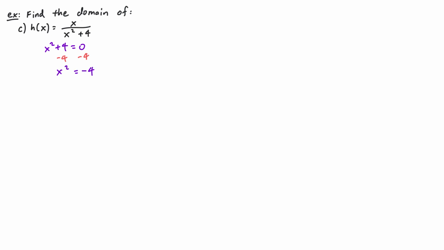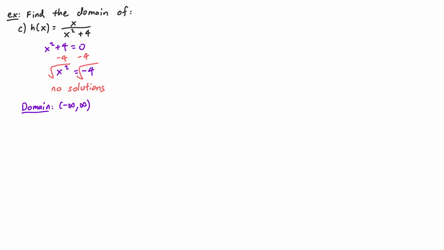And then to get x by itself, we need to undo the square. So we would square root both sides, but this is where we run into some issues. We can't take the square root of -4. And this means that our equation here has no solutions. And that means that there are no x values that make the denominator x squared plus 4 equal to 0. Since there are no numbers that make the denominator equal to 0, we never have to worry about division by 0. So our domain is all real numbers, which we'll write as -infinity to infinity.